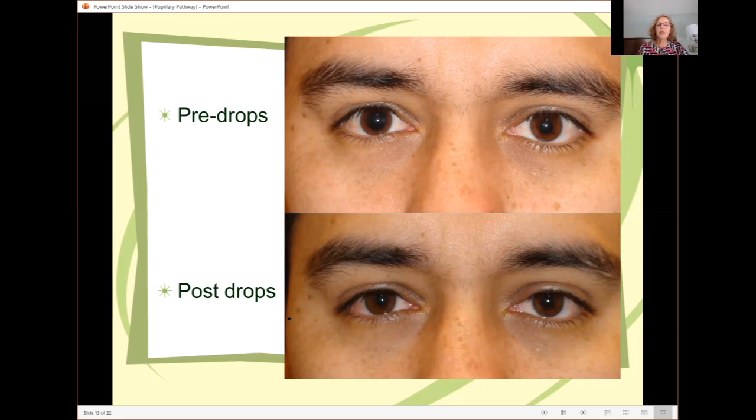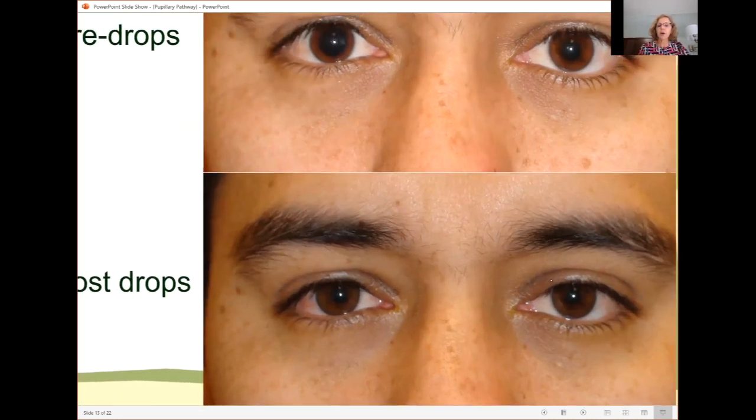You can see the results of 1/8% pilocarpine on this gentleman. Here he has a tonic pupil in the right eye. We put 1/8% pilocarpine in both eyes. The left eye pupil really did not change significantly, but you can see that the right pupil responded to the 1/8% pilocarpine by constricting.